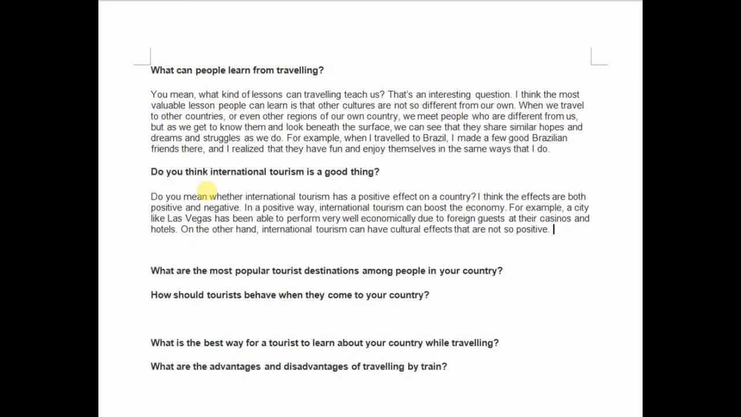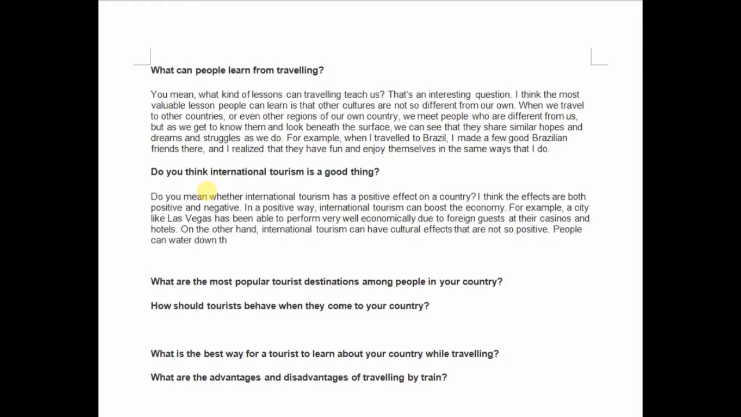Chinatown is an interesting example, but I don't want to use it here. I think it's too complex. Why can it have a negative cultural effect? Well, yes, people can water down their own culture to sell it to tourists. You can see this effect in some places in Thailand. And I'm just going to leave it there.